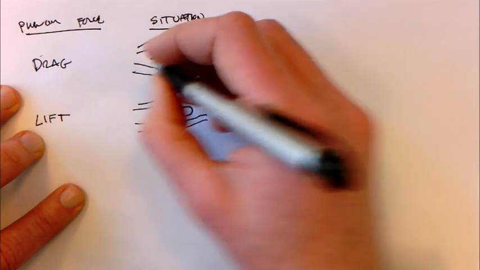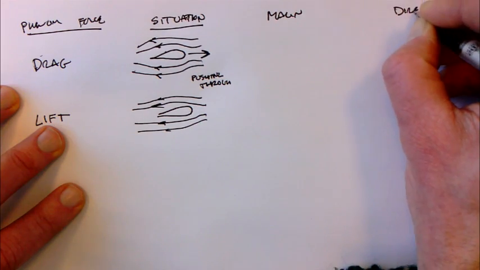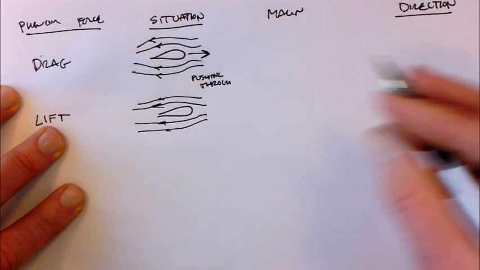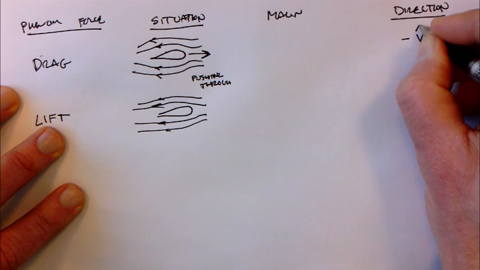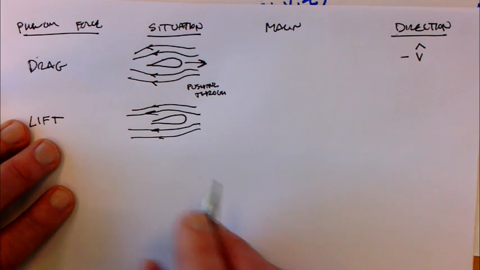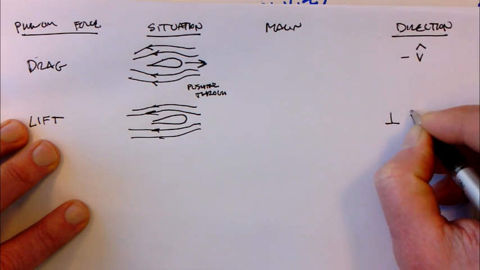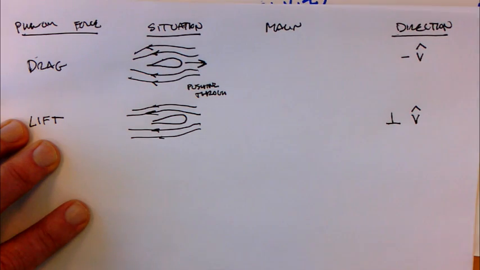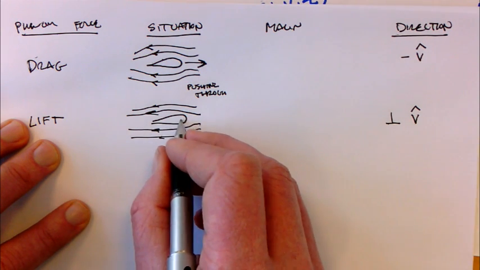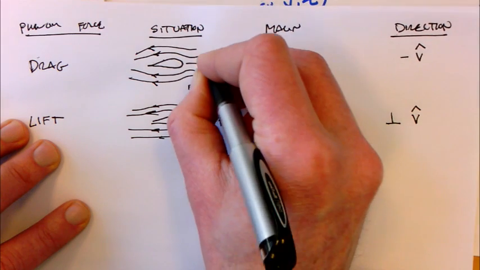So drag, if we think about magnitude and direction, is going to be opposite the motion, right? So in the minus v hat direction. And lift, on the other hand, is going to be perpendicular to the motion. And so I'll first just write perpendicular to v hat. Another way of thinking about that is that if I'm confining the motion to the xy plane, right? So this is what my velocity is, right?